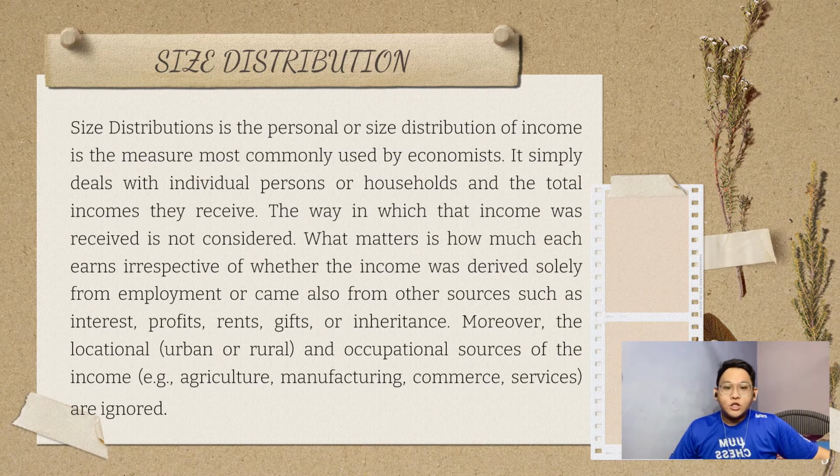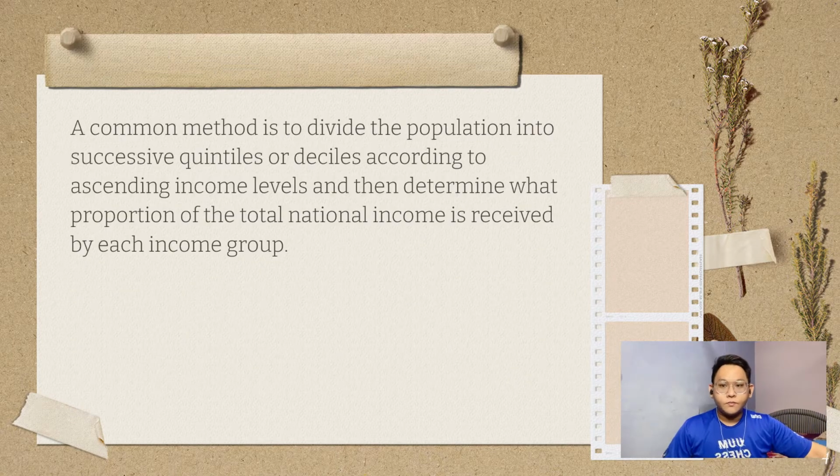Moreover, the locational source, urban or rural, and the occupational source of the income, for example agriculture, manufacturing, commerce, and service, are ignored. A common method is to divide the population into successive quintiles and deciles according to ascending income level, and then determine what proportion of the total national income is received by each income group.